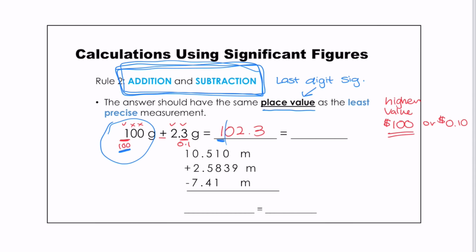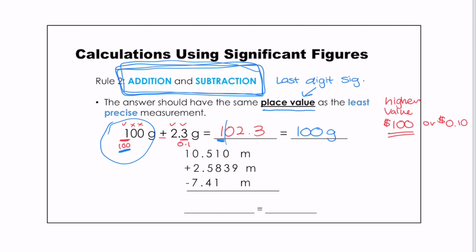So I need to cut off the rest. Clearly 1 is not in the hundreds place. So I'm going to place zeros in the rest of the values to make it the same value. And then that would be my answer in grams. Okay, we're basically saying if you add 100 grams plus 2.3 grams, that's 100 grams. It doesn't matter about the 2.3. It's such tiny values.